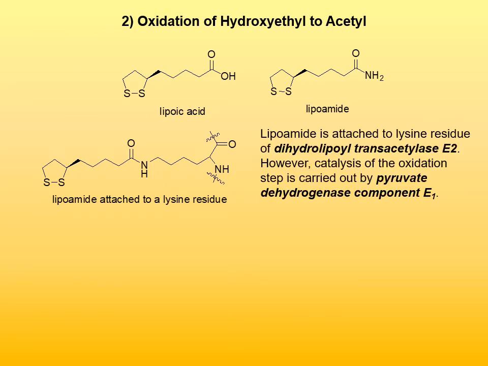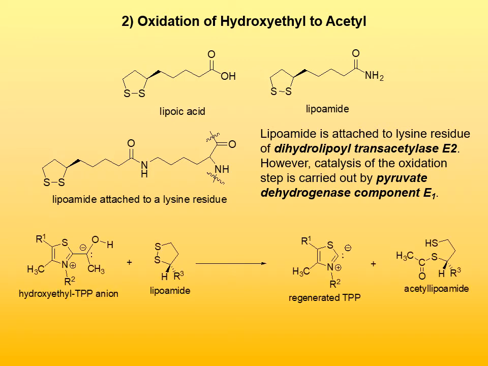Now, while lipoamide is attached to the lysine residue of dihydrolipoyl transacetylase E2, this oxidation step is still catalyzed by the same enzyme as the previous step, pyruvate dehydrogenase component E1. So hydroxyethyl TPP anion reacts with lipoamide, and that regenerates TPP anion, and the product is acetyl lipoamide.